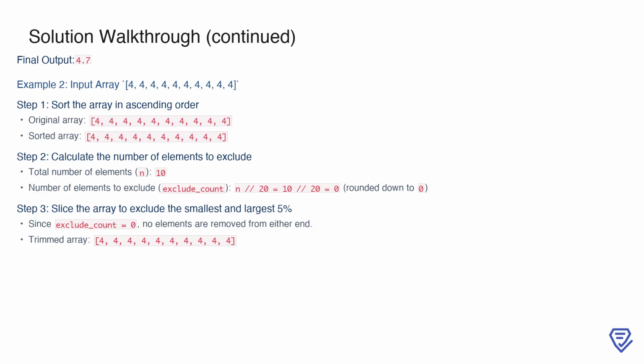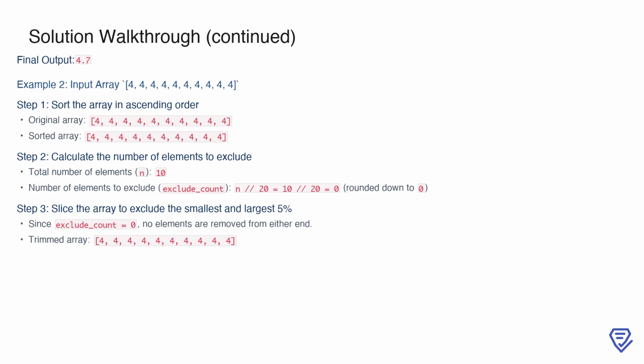Now, let's look at another input array, 4, 4, 4, 4, 4, 4, 4, 4, 4, 4. The first step is to sort the array, but since all elements are already the same, the sorted array remains 4, 4, 4, 4, 4, 4, 4, 4, 4, 4.